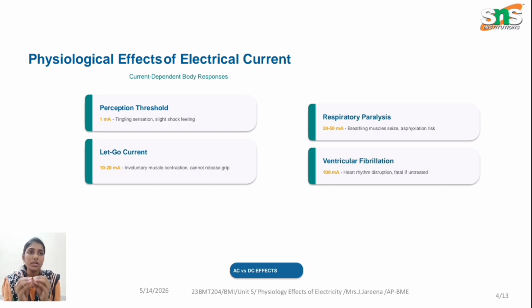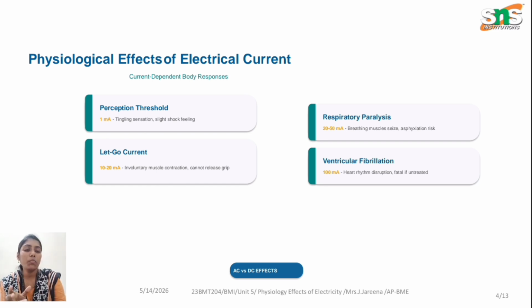The rhythm is very disturbed and not uniform; it beats irregularly. This condition is called ventricular fibrillation. Immediately we will use a defibrillator kind of device to stop this fibrillation and restore the rhythm properly. So these are the different physiological effects that happen when different current levels pass into the body.